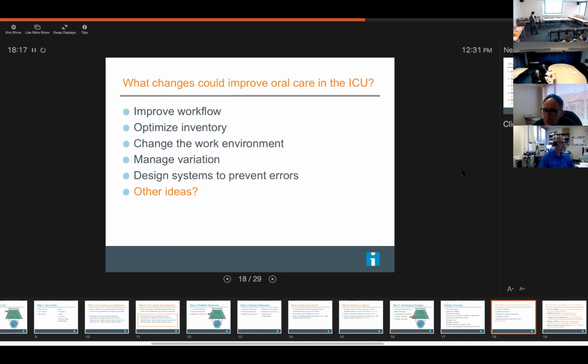So you're talking about checklists, and that would be systems to prevent errors. You're talking about the environment, making equipment easily accessible and nearby, and improving the equipment. Better brushes and things, and toothpaste and gels. And by having the protocol and the checklist, that reduces the variation of what people do and when they do it. Yes, and education.